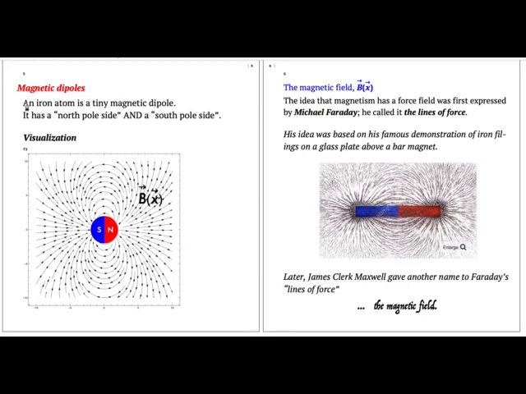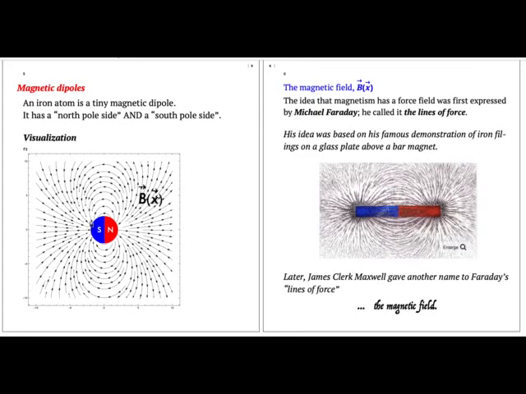Each atom is a tiny magnetic dipole. So let's just think of a single atom and the magnetic field around that atom. Well, there's a north pole side and a south pole side. The magnetic field comes out of the north pole, goes around, and comes into the south pole. Just like if you had a positive charge and a negative charge, the electric field would come out of the positive charge and go into the negative charge.